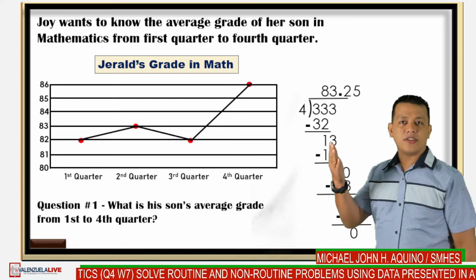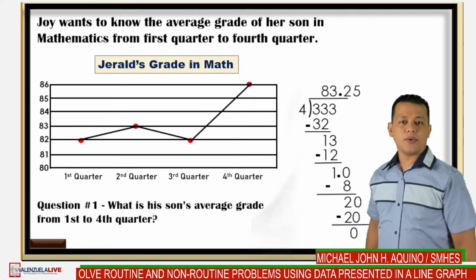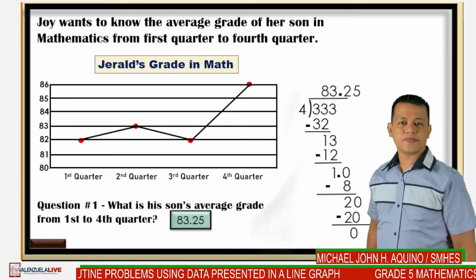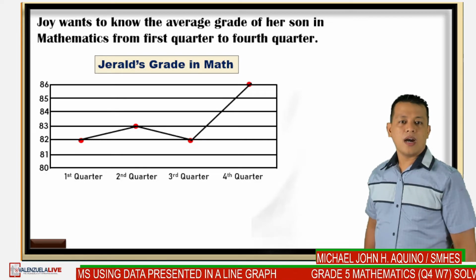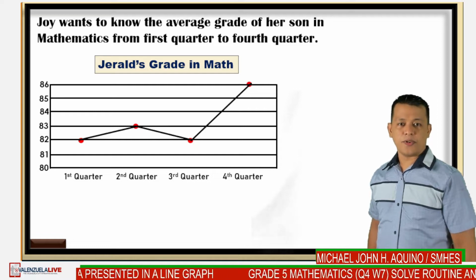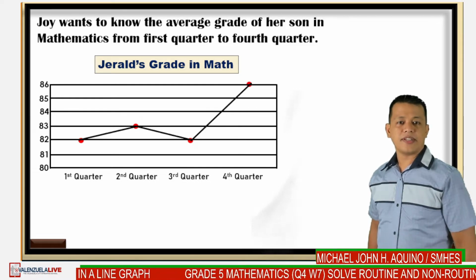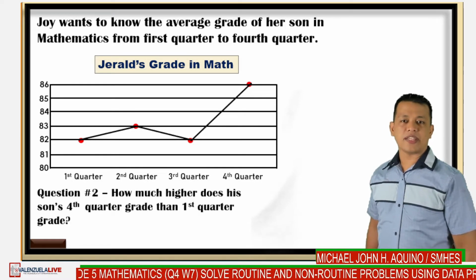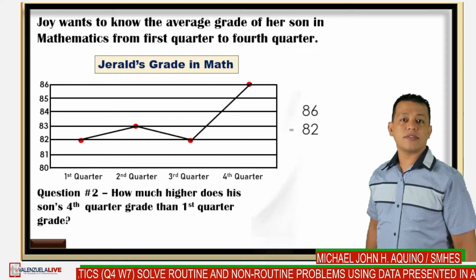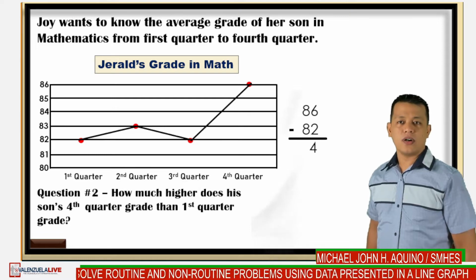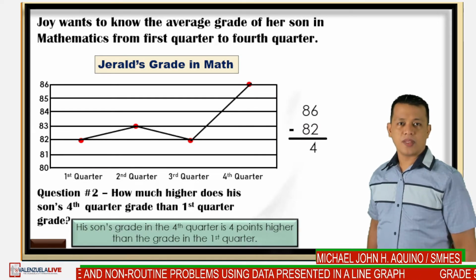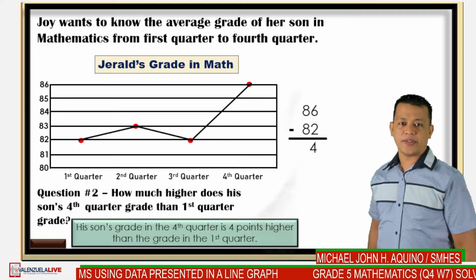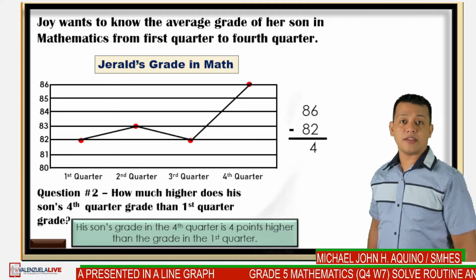So, the average of Gerald's grade in math is 83.25. For the next question, how much higher is his son's fourth quarter grade than first quarter grade? We subtract 86 on the fourth quarter and 82 on the first quarter. So we get 4 as difference. Therefore, his son's grade in fourth quarter is 4 points higher than the grade in the first quarter.